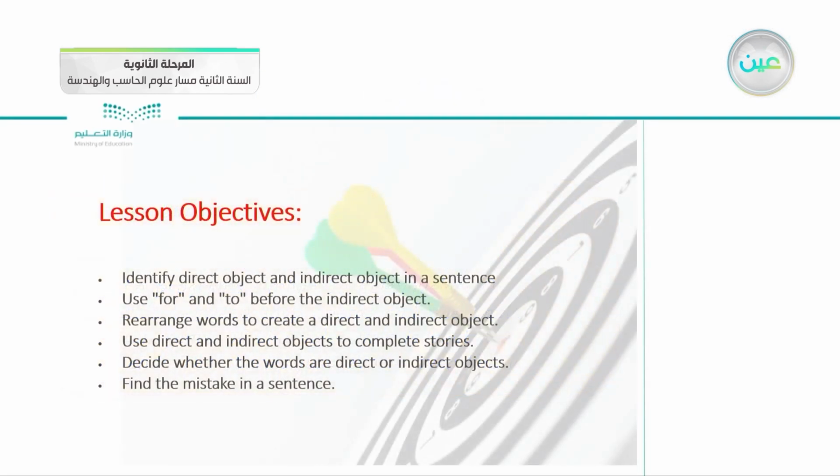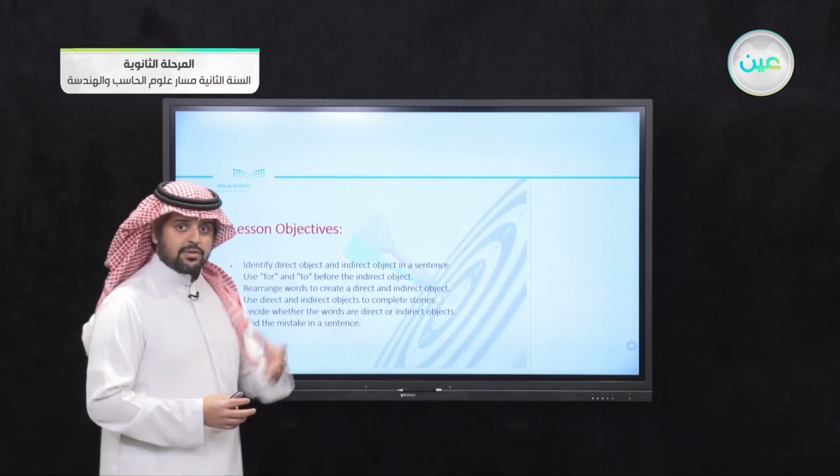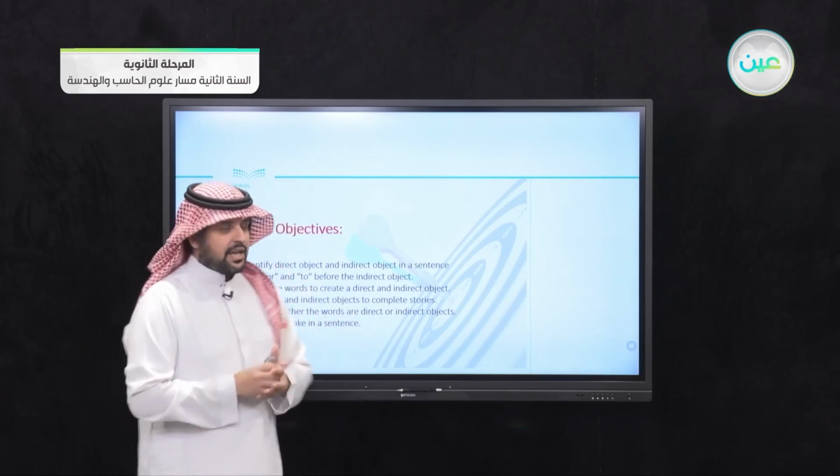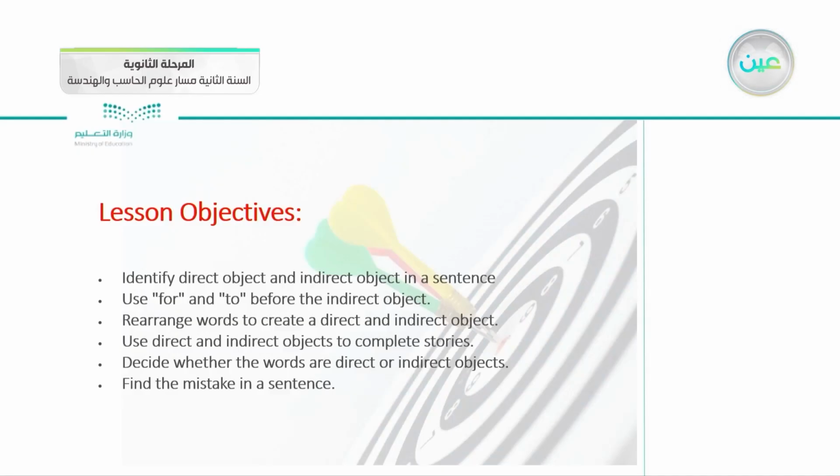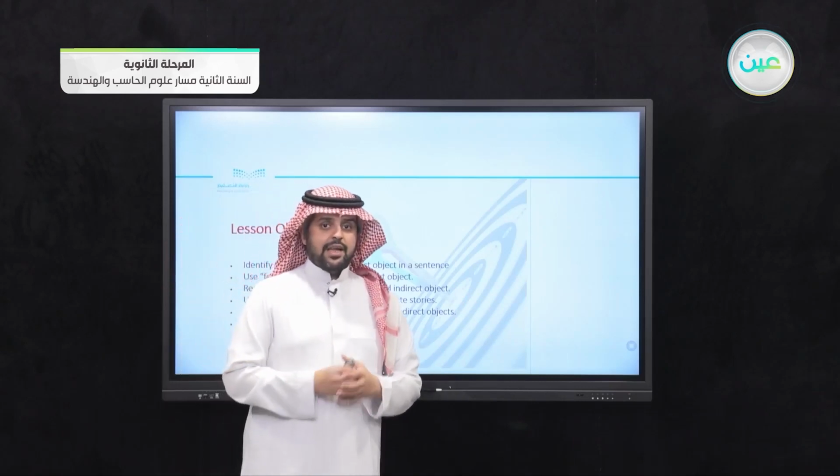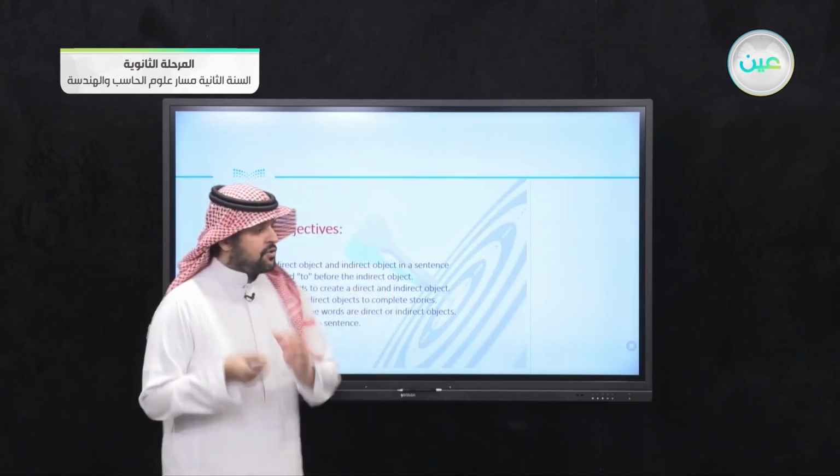So these are today's objectives for the grammar. The first one is to identify direct object and indirect object in a sentence. So we'll be studying direct objects and indirect objects, so pay attention to that. The use of for and to before the indirect object. Rearrange words to create direct and indirect objects. Use direct and indirect objects to complete stories. Decide whether the words are direct or indirect objects. Find the mistake in a sentence. So we'll be studying today about direct and indirect objects and the use of for and to.